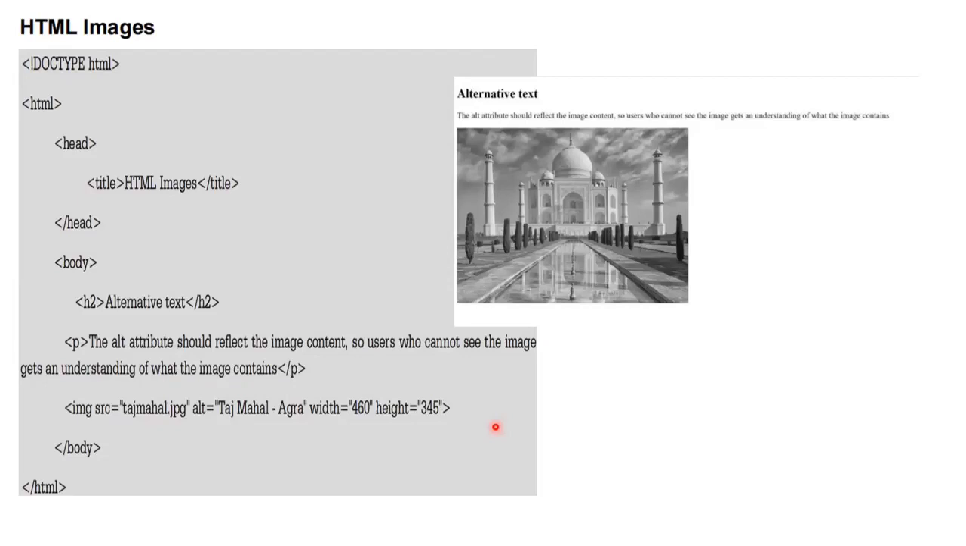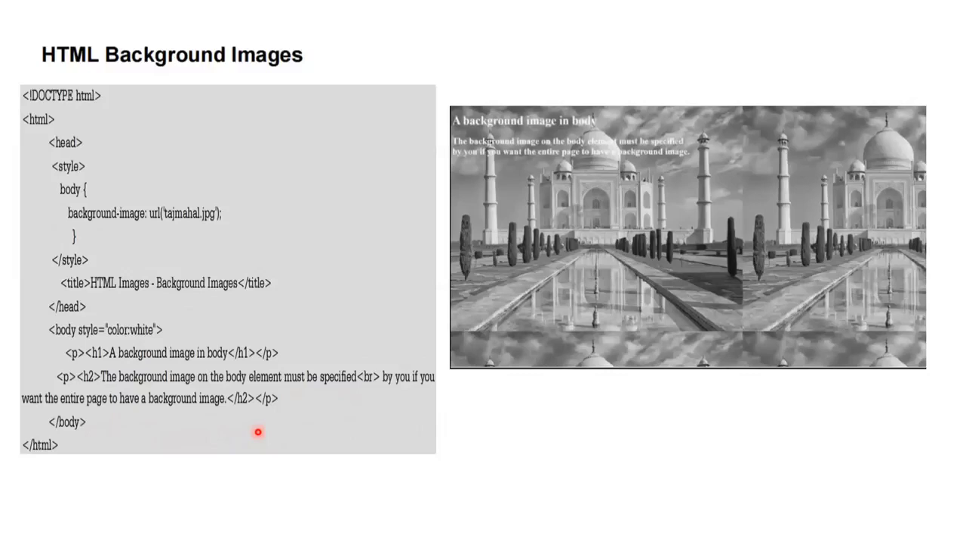Whenever your page is loading and the image is not visible, in that case a small icon is visible. When you place the cursor on that icon, you will see the message, Taj Mahal, Agra. So this is your alternative when there is no picture, and this will be displayed as an alternative. This is the purpose of the alt attribute. Apart from this, you have size like height, width, and all that.